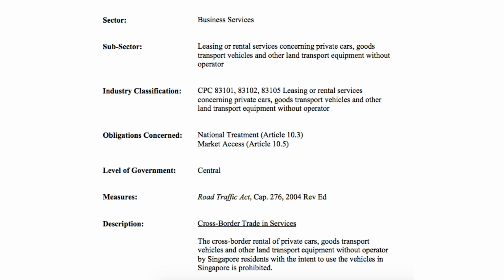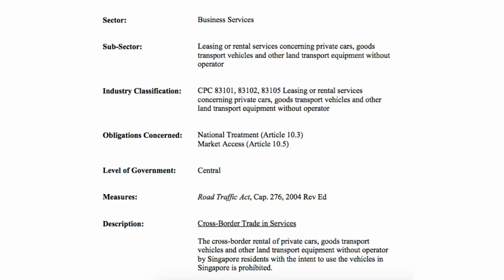equipment without operator. We then look at the industry classification, where referenced, which refers to the activity covered by the non-conforming measure according to the provisional CPC code as used in the provisional central product classification. This is a general classification framework created by the UN covering all goods and services. In this case, the CPC codes covered are 83101, 83102 and 83105.